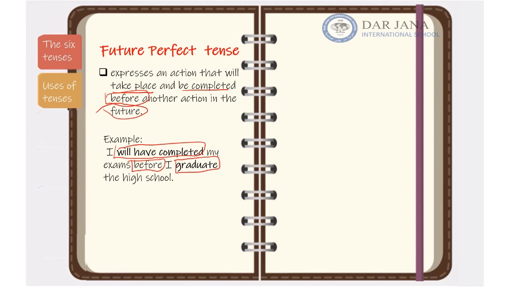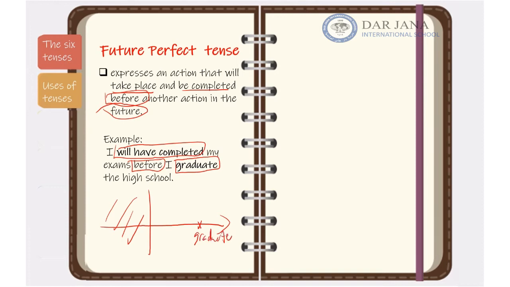Okay, so for example, if I want to show you on the timeline here, again this is the future, this is the present, and that's back in the past. We don't need the past, but it's important to know when this action will happen. So the first one is I will have completed my exam before I graduate. So I'm going to graduate anytime in the future here. This is the graduation.